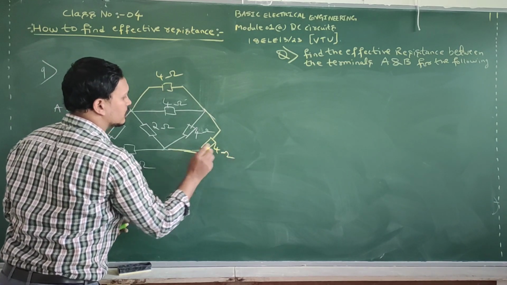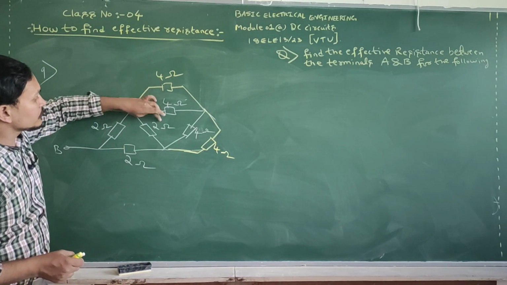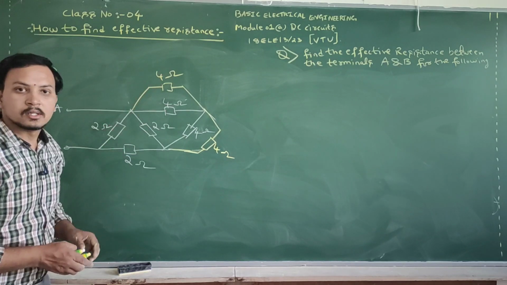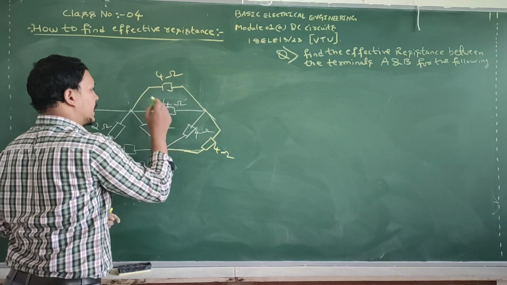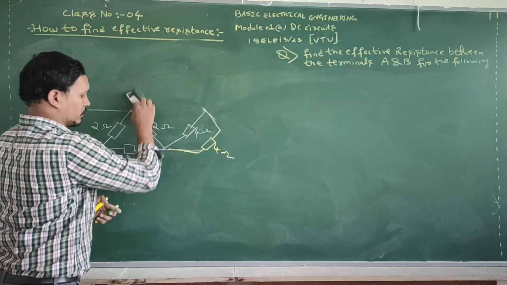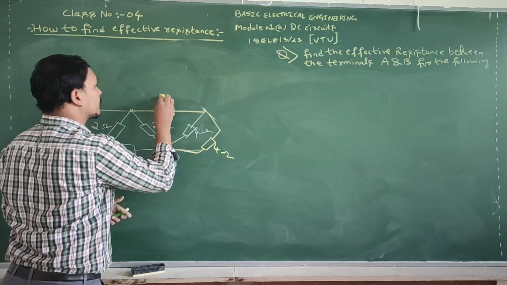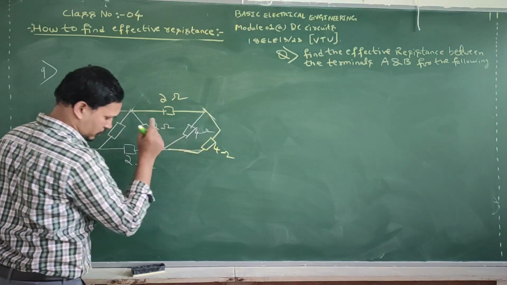What is this answer? 4 ohms. Now, 4 ohms and 4 ohms are connected in what? Sorry, parallel. 4 parallel 4, how much do you get? Identical resistors are connected in parallel. What is the answer we get? Okay, 2 ohms.